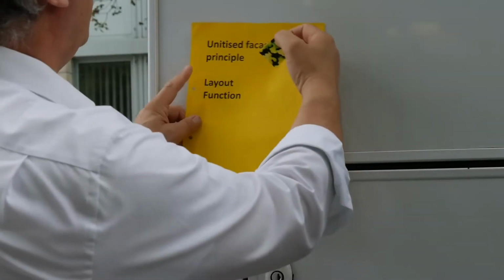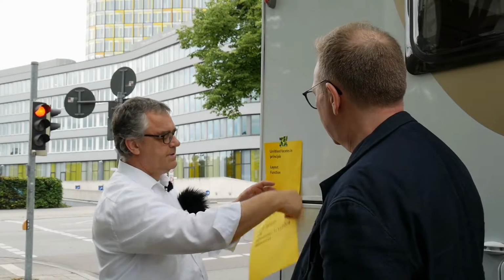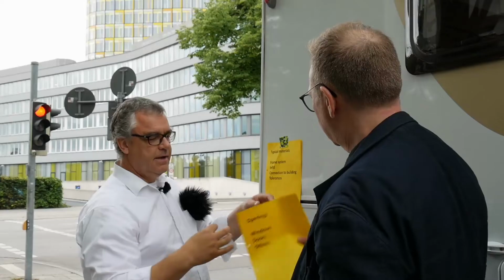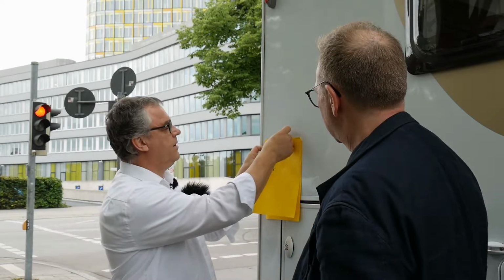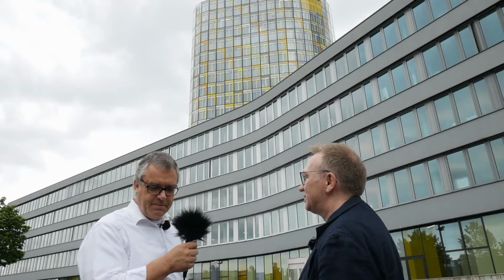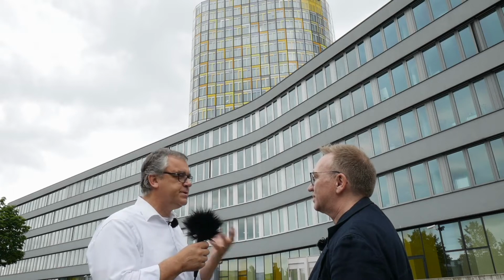First thing we're going to talk about is unitized facades in principle. Second thing is the typical materials of unitized facades. And the third one is the typical openings. Certainly a good example here. So Thomas, now we are in front of the building. This is about unitized facades. We need to talk about the layout, how a unitized facade works and what its function is.